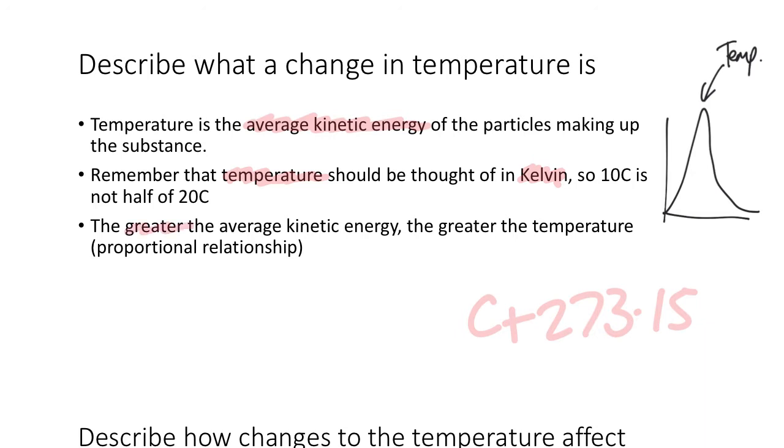So you're going to see me discuss the words proportional relationship lots. The idea is that you wouldn't actually use the words proportional relationship in an answer. You should just be talking about, okay, when you increase the temperature, you increase the average kinetic energy, or when you decrease the temperature, you decrease the average kinetic energy. You just understand that that's a proportional relationship, and it's just an easy way of me to say it, rather than saying when it goes up, it goes up, it goes down, it goes down. Okay, so let's move on.